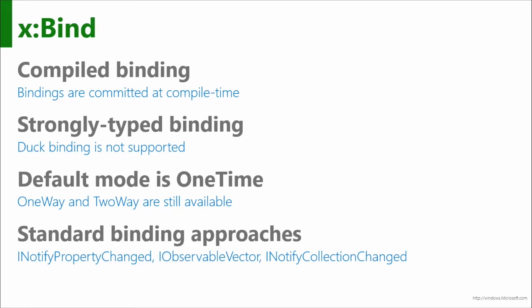And being strongly typed means that we don't get duck binding anymore. Duck binding is just a made-up term that has now become a real term. It basically means if you bind to, for example, Age, well, Age could be a property of Wine, or it could be a property of Person. It doesn't matter. Duck binding just looks for the property of Age. It doesn't care if it's wine or a person, so it works fine. Well, that's not the way x:Bind works. It has to be bound to a specific type. So you have that MainPageViewModel. That's what it actually binds to.